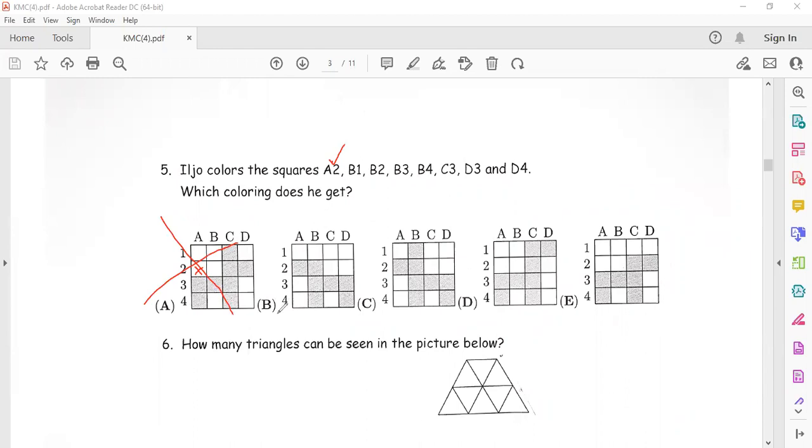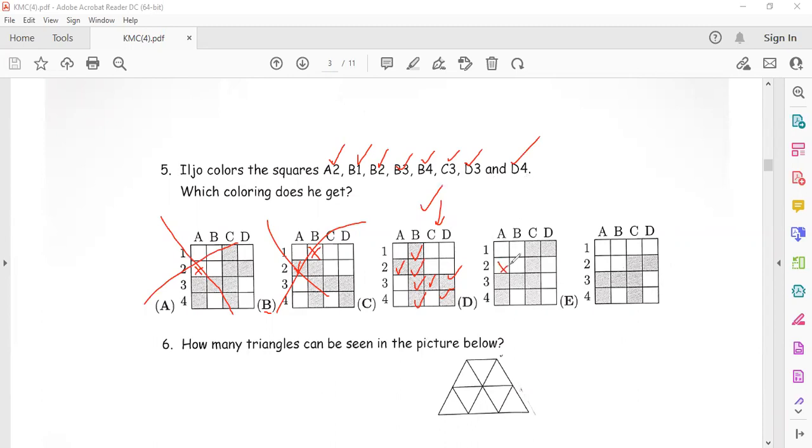Then look at option B. Is A2 colored? Yes. Is B1 colored? No. So we cancel this fellow out. Now look at option C. A2 colored. B1 colored. B2 colored. All right. B3 colored. B4 colored. C3 colored. D3 colored, and D4 colored. So if you color according to all these codes, you're going to get to picture C. Of course, this is our answer, but just check the others.